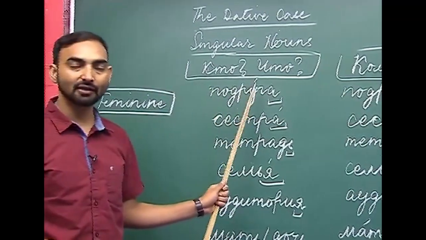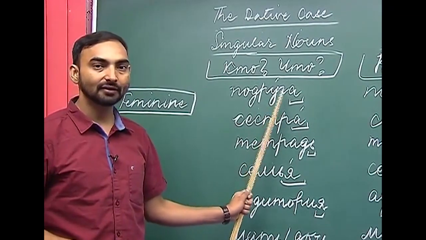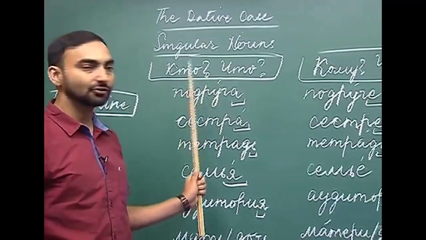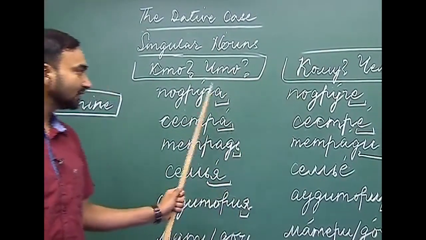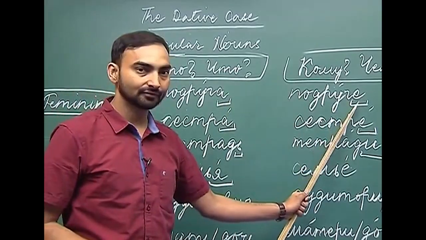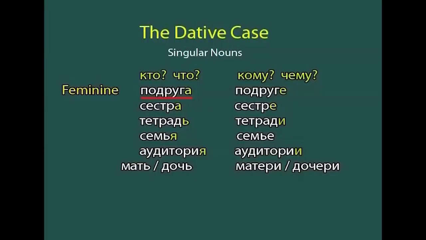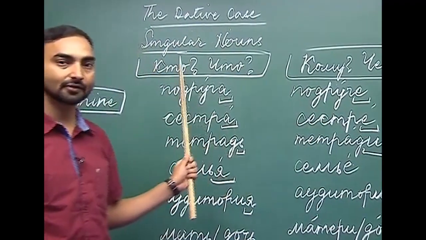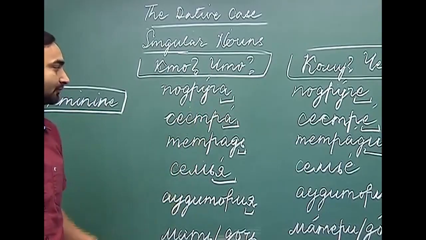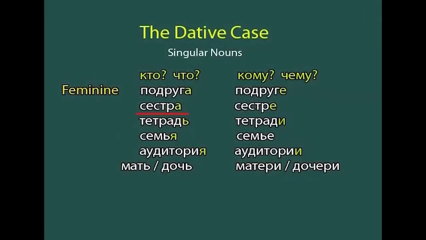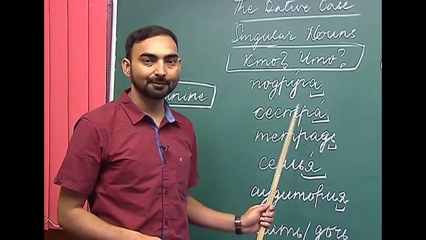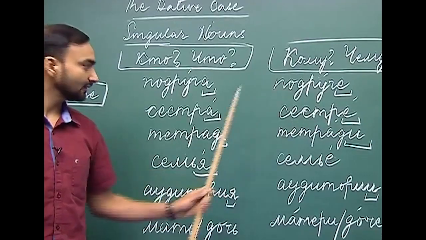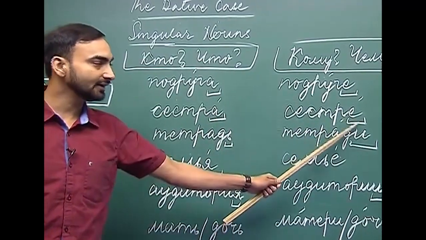Padruga ends with a vowel a. Padruga is friend, female friend. So what happens when padruga is used in the dative case? This a is replaced with ye. Padruga, padruge. If the question is kamu, we will use padruge. If the question is kto, we will use padruga. Next is sistra, sister. Sistra becomes sistre. Again this a is replaced with ye.